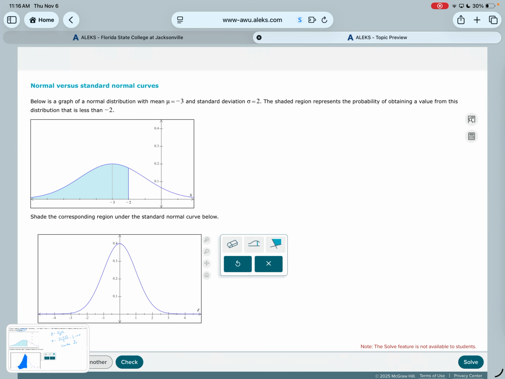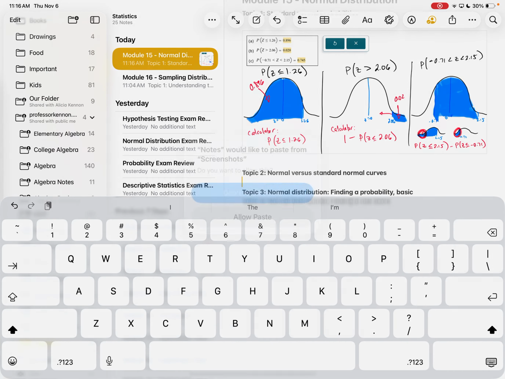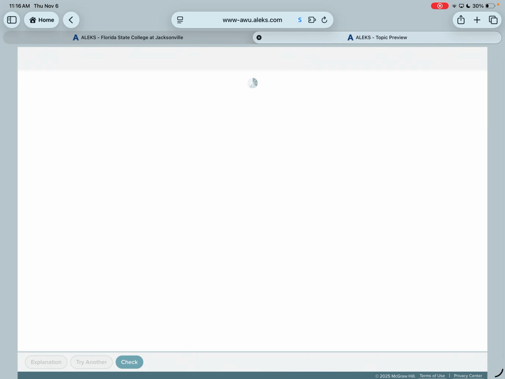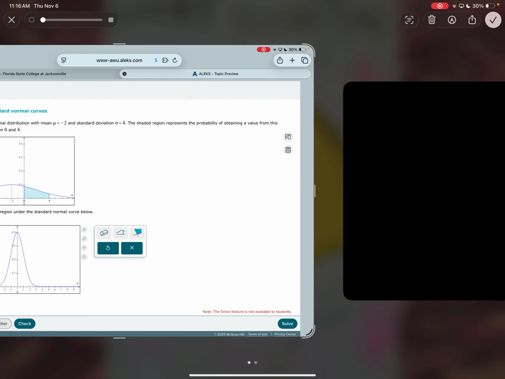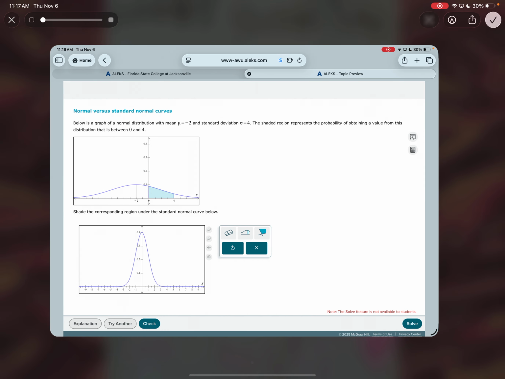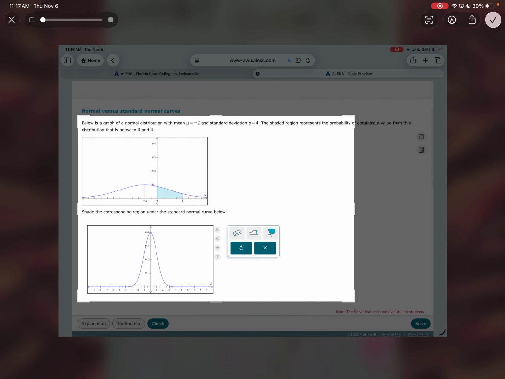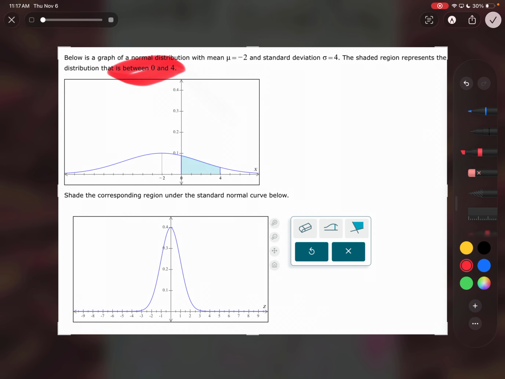There is one more of these that I want to do. Let me try to find it real quick. This one right here popped up quick. This one confuses people because it says between 0 and 4. What that means is you're going to have to find 2 z-scores.